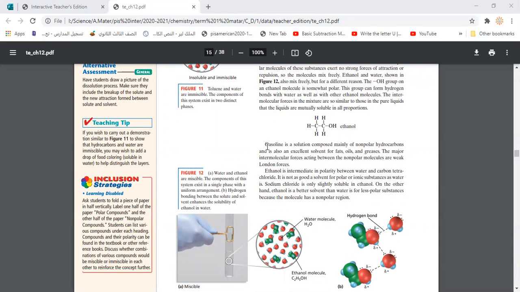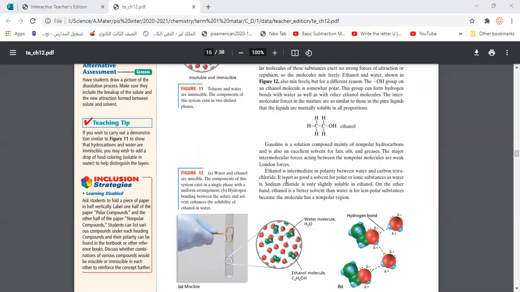Here is a very important part, guys. We said that gasoline is a solution composed mainly of nonpolar hydrocarbons, and it is also an excellent solvent for fats. So it could help in dissolving fats and oils. The major intermolecular forces acting between the nonpolar molecules are weak, which are London forces. While ethanol has intermediate polarity, that means it's not strongly polar like water, and at the same time it's not weak like carbon tetrachloride.